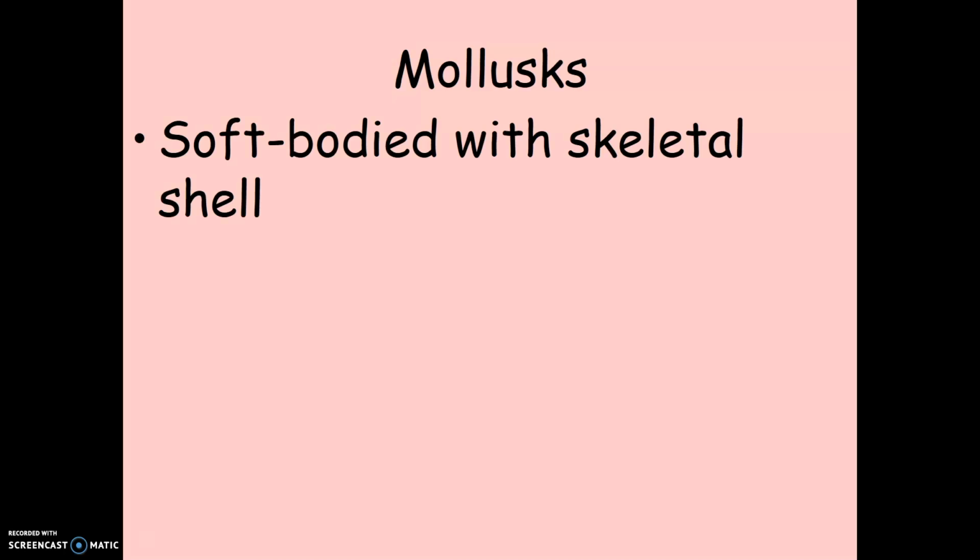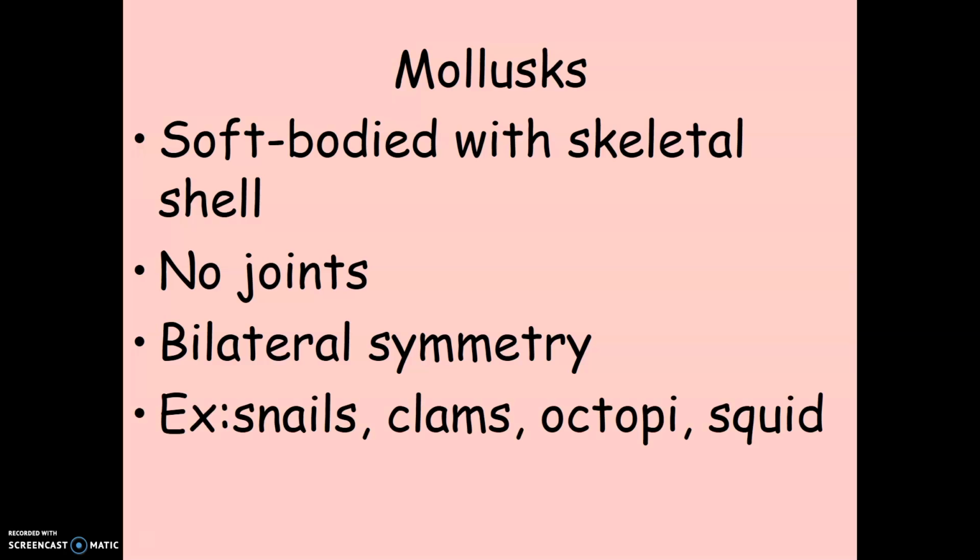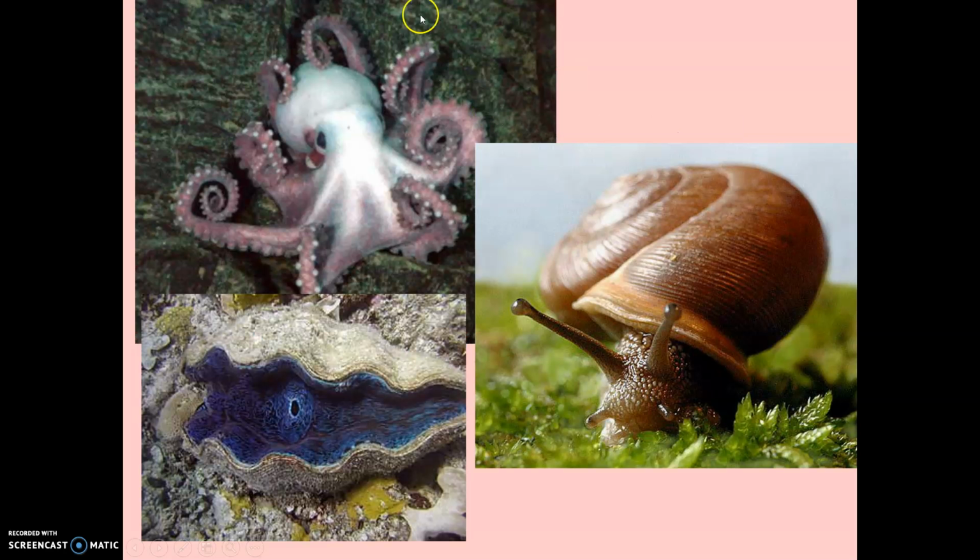Next one is mollusk. They are soft-bodied with a skeletal shell, no joints, bilateral. So this time it means if we were to cut a line down the middle, it'd be the same on both sides. Examples here: snails, clam, octopi, and squid. It's kind of hard to think of an octopus or a squid with a skeletal shell, but they do have an inner shell, like up here. These are our mollusks.